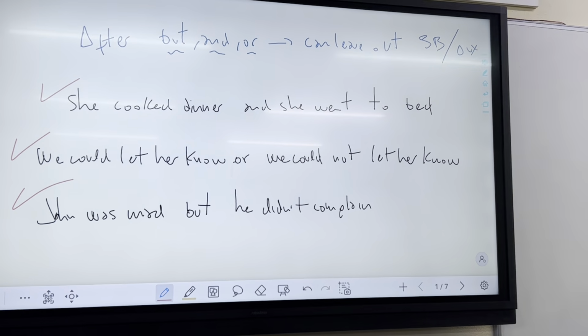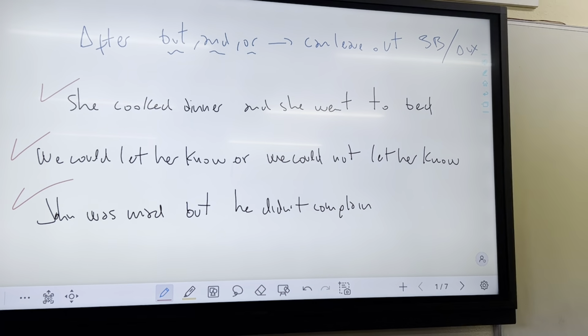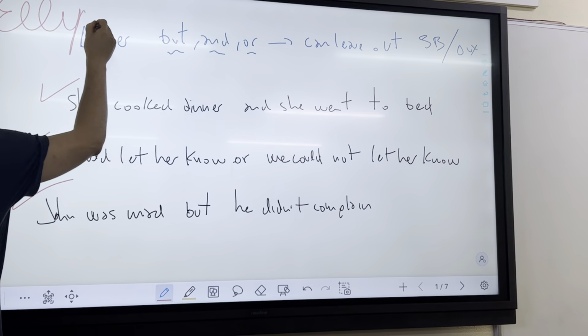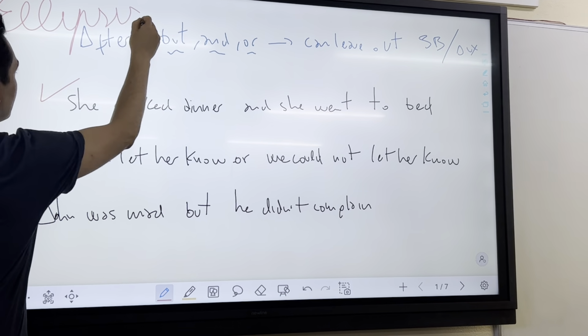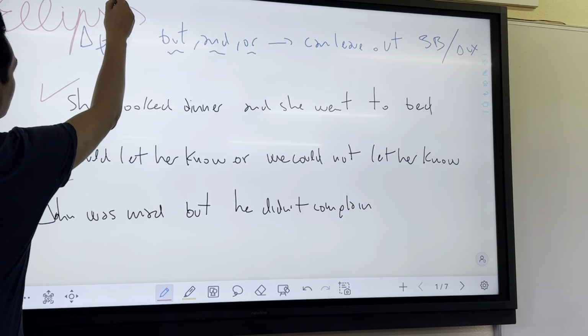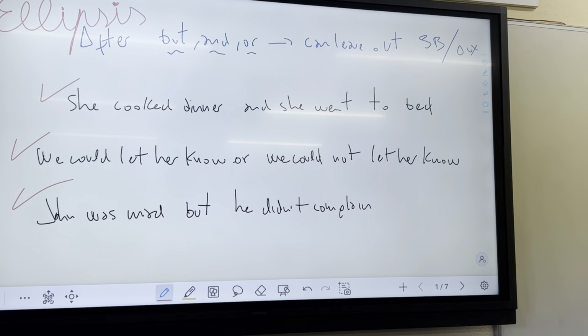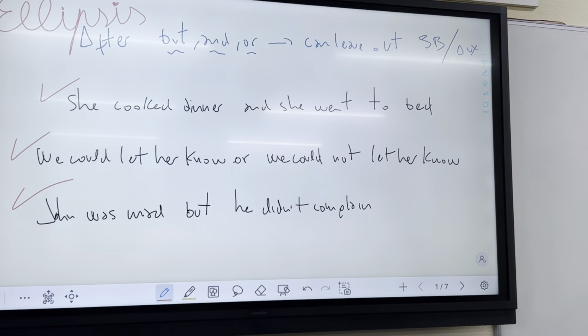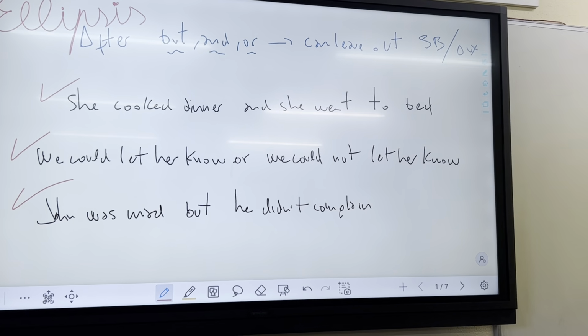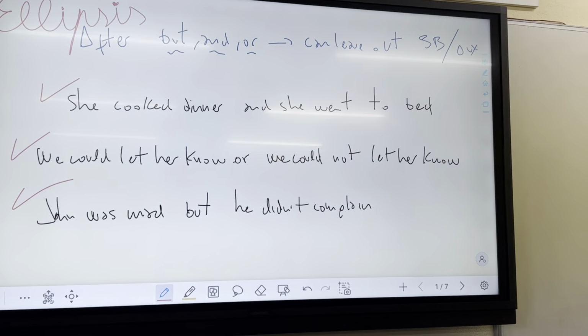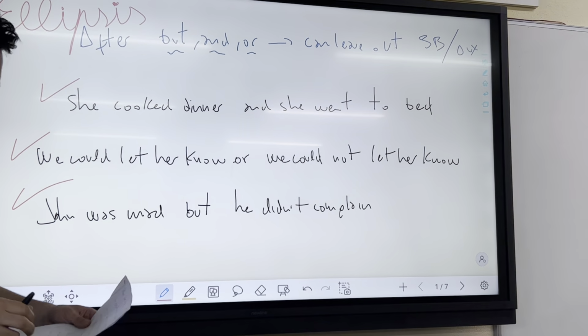Grammatically correct. Nonetheless, we can make use of ellipses. What is ellipsis? I forgot. Alba? Again, okay, thank you so much. To avoid repetition, yeah? So she cooked dinner and she went to bed.